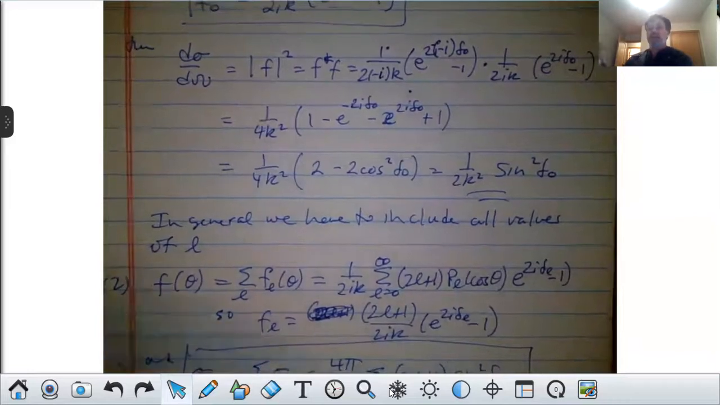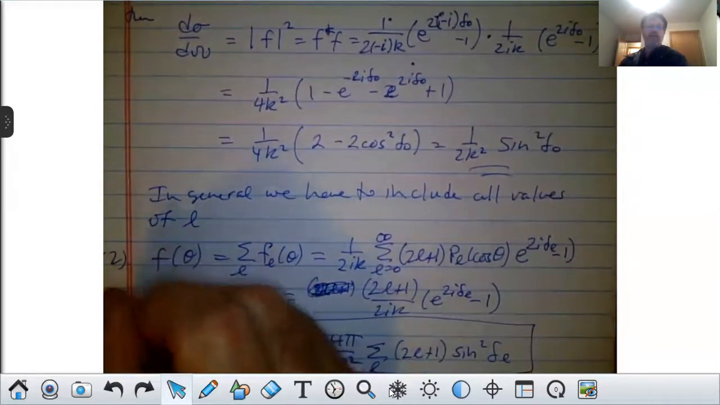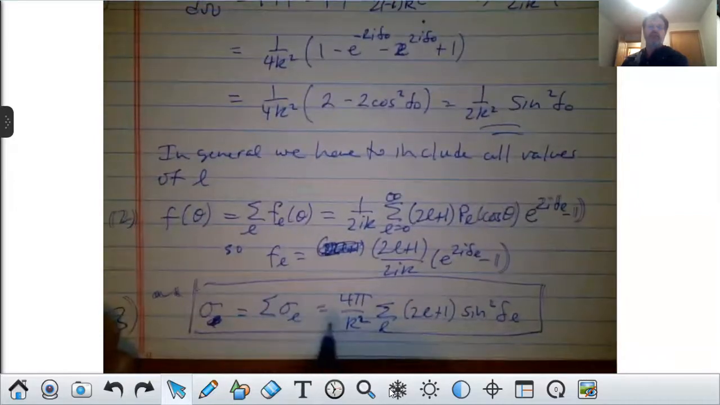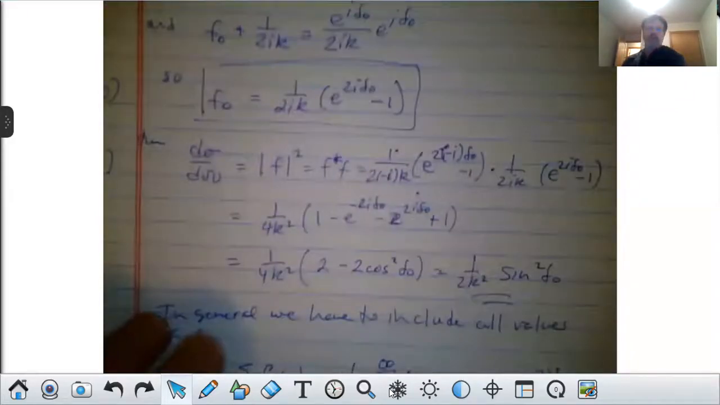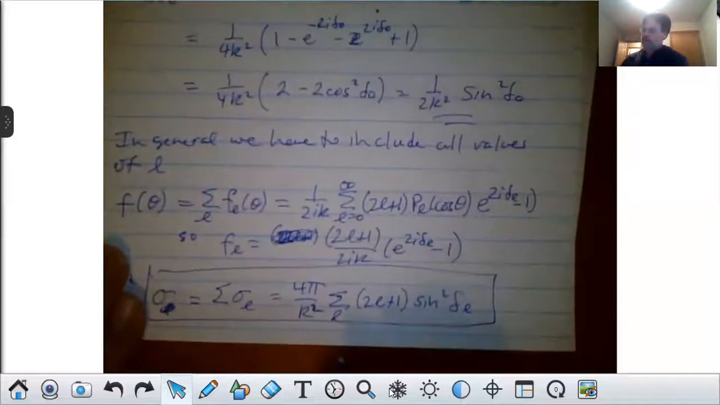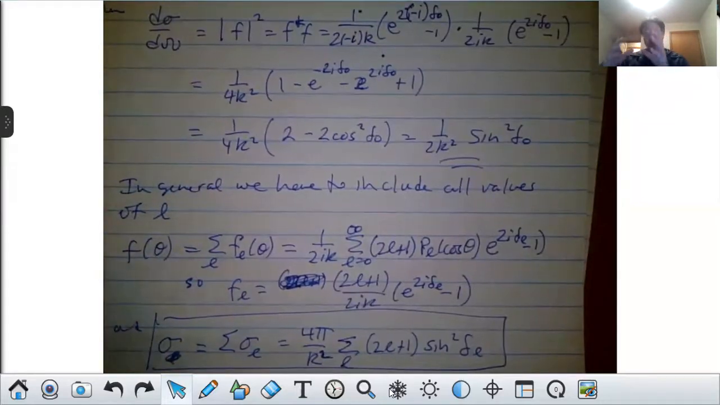Now if I want to get the actual f of theta, I have to plug in what those functions are, but I just wanted to show the relation. Now I could integrate f squared, and I would get my total cross section, which turns out to be 4 pi over k squared, sum over L of 2L plus 1 times sine squared of delta L. So you can see there's a partial cross section here. The partial cross section is just 4 pi over k squared times 2L plus 1 sine squared delta L. For each value of L, there's a partial cross section, and they add together to get the total cross section.